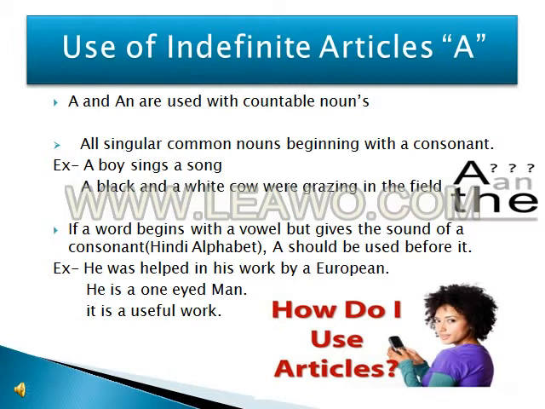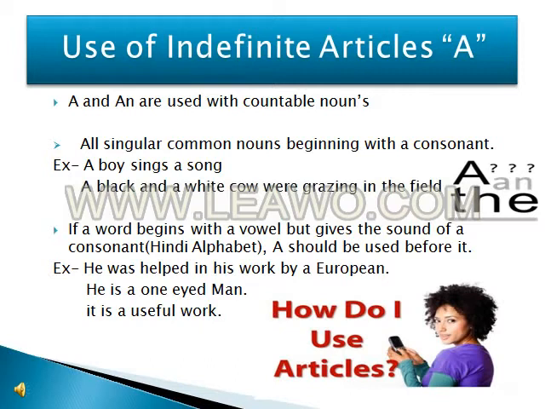Next one is what? If a word begins with a vowel but gives the sound of a consonant in Hindi alphabets, a should be used before that. How in Hindi alphabets? I'll explain. He was helped in his work by a European. This was the example. The second example is he is a one-eyed man, and the last one is it is a useful work.